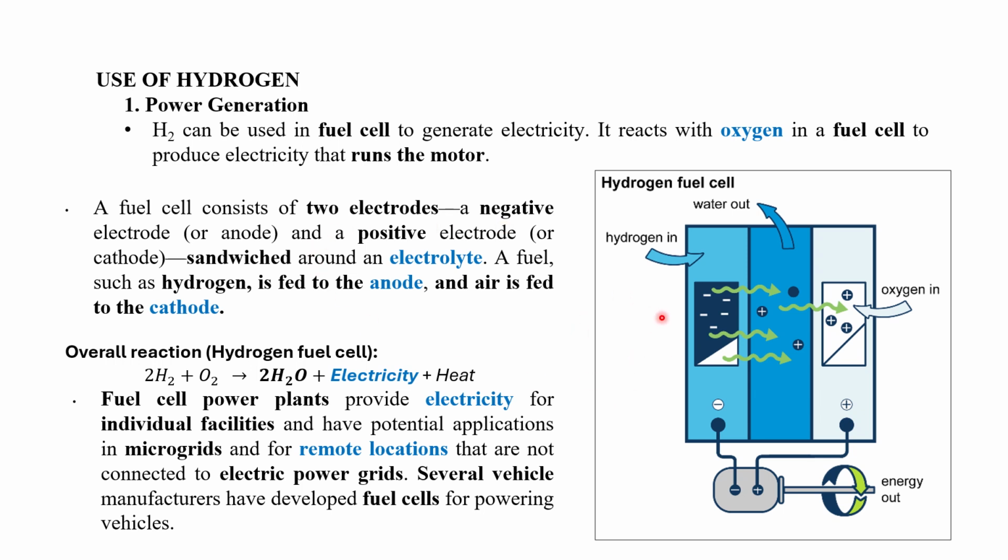The fuel cell consists of two electrodes, the negative electrode, also called the anode, and the positive electrode, called the cathode, sandwiched around an electrolyte. A fuel such as hydrogen is fed to the anode, and air or oxygen is fed to the cathode. So what is the overall reaction? How does it work in a fuel cell? You can see this equation.